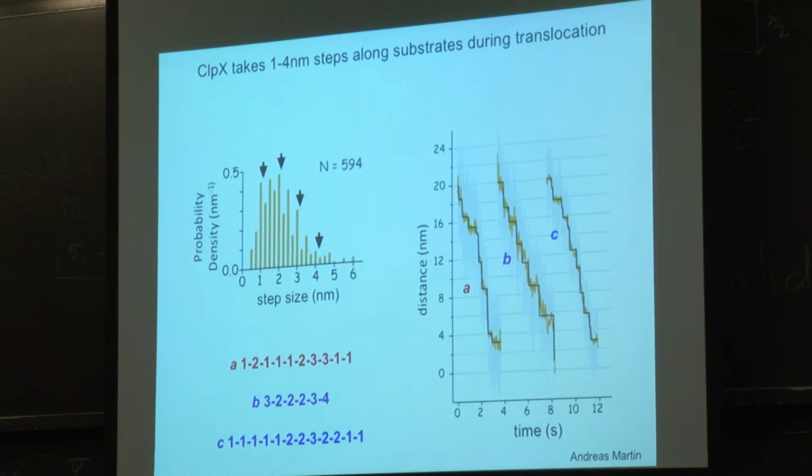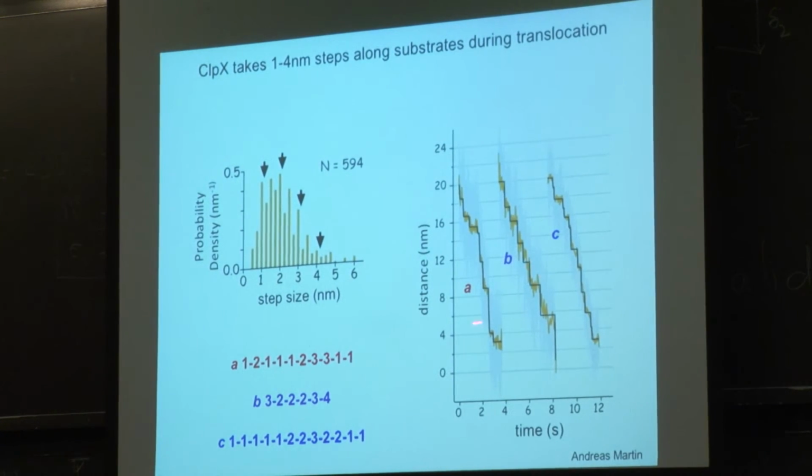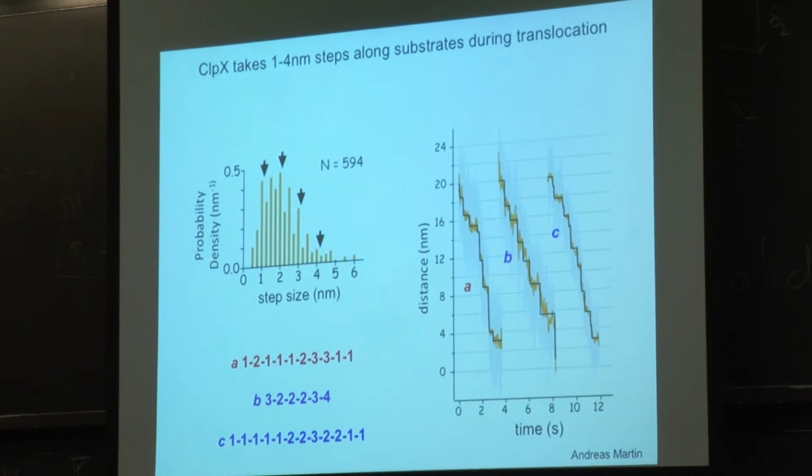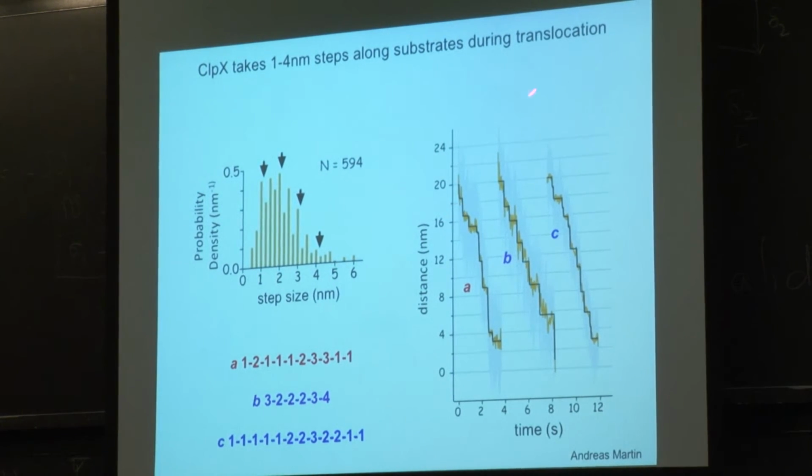And so what we've found is that you can look at the order of these step sizes. The order of steps, which you can see, is a 1 nanometer step, and then a 2 nanometer step, and then a 1 nanometer step, and then a couple other 1 nanometer steps, and then some 2s and then some 3s.